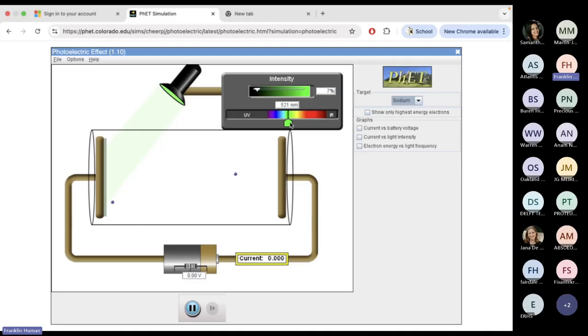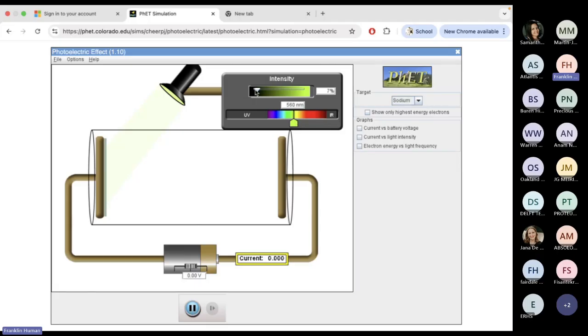You can see there's quite a big difference between how frequently electrons are emitted, as well as the speed at which the electrons move from the left side to the right side. And if I go more to the yellow, right, I'm not seeing any electrons being emitted. Now I want to bring in the second factor.